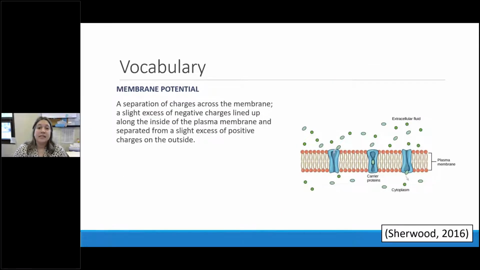Membrane potential is a separation of charges across the membrane: a slight excess of negative charges lined up along the inside of the plasma membrane and separated from a slight excess of positive charges on the outside. A cell's membrane separates the insides from its environment. The membrane potential looks at the electrical charge brought about by ions inside and out of the cell. Membranes have pores or channels controlled by different factors that will allow water, ions, or other material to enter.